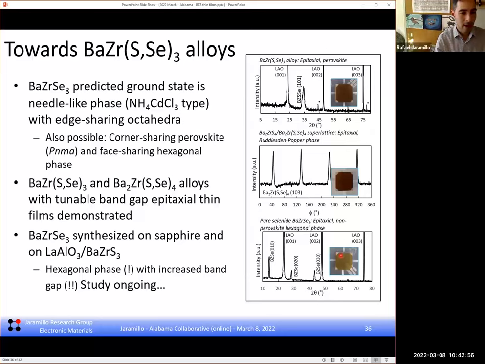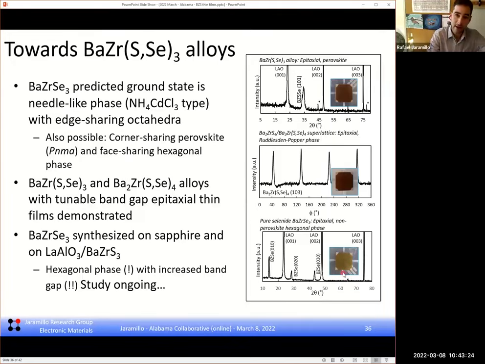Now, that's very satisfying for us, although it's perhaps not unexpected from what we know about the system. Here's the first really big surprise. When we grow barium zirconium selenide, it grows in a hexagonal phase, which is not predicted to be stable by DFT. But even more surprising, it grows with a larger band gap. And we've confirmed this is barium zirconium selenide.